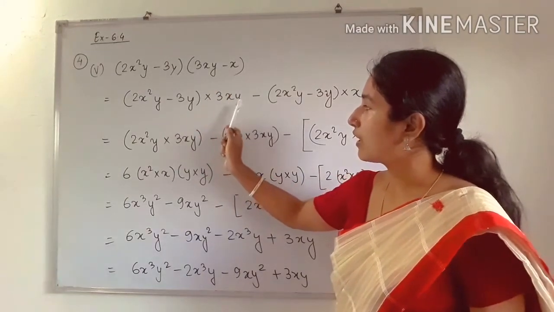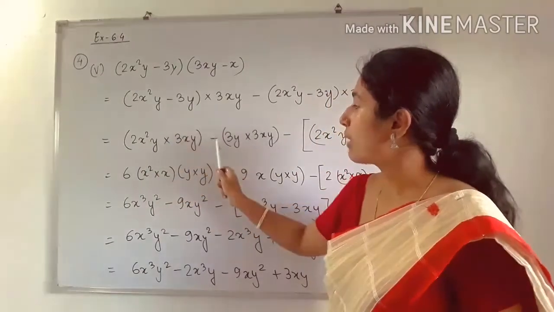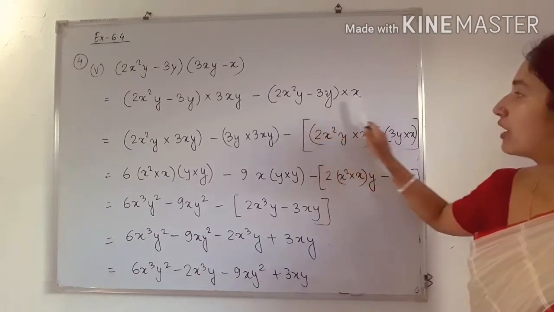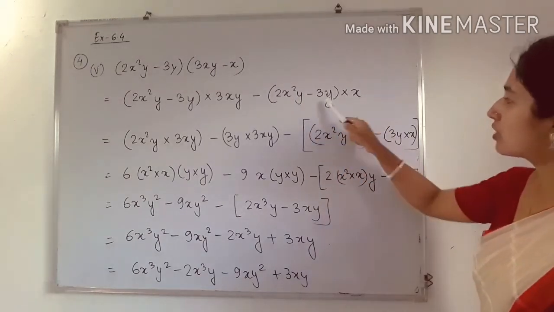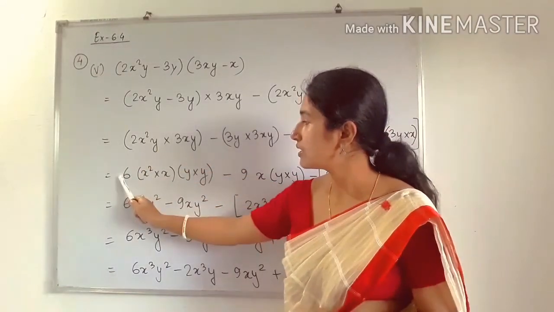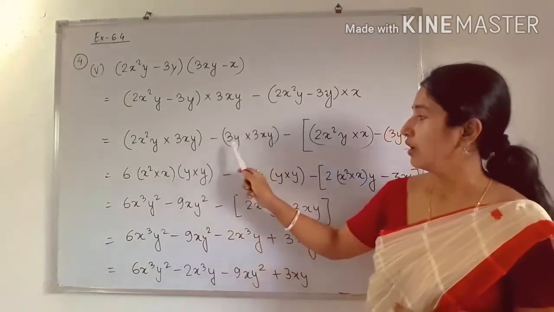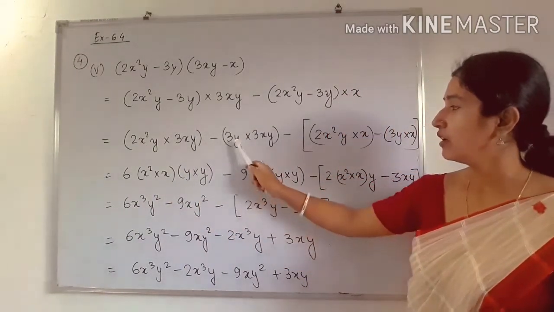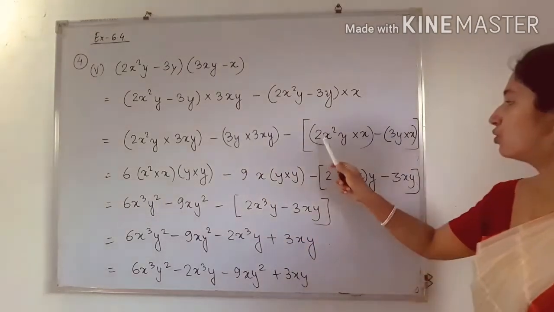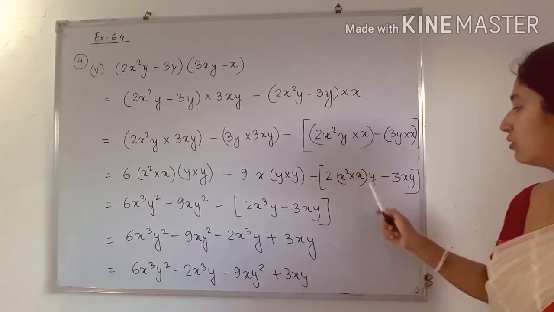Next we will again apply the distributive property. So 3xy into 2x square y. Then next, minus 3y into 3xy. Then next bracket, 2x square y will be multiplied with x, minus 3y is multiplied with x. So this one, 2 into 3 will be 6, x square into x will be taken in the first bracket, then y into y will be taken in the second bracket. Similarly this one, minus 3 threes will be 9, x, then y and y will be taken in another bracket. Then next, 2x square into x will be written in the first bracket, then y is alone, so you have to write like this.